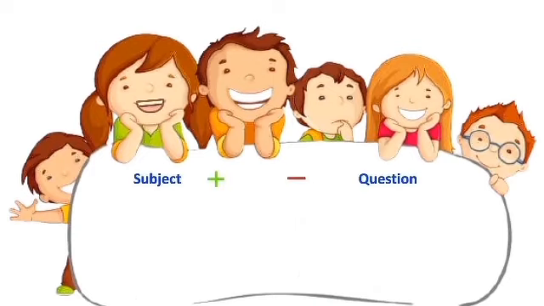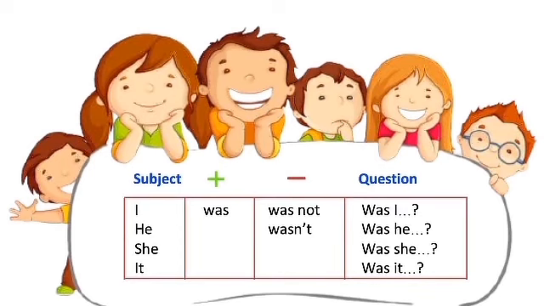Here is a summary of everything you need to know. The verb was is used for subjects I, he, she, it. The negative form is was not or wasn't. When forming a question, we place the verb at the beginning. Was I, was he, was she, was it.